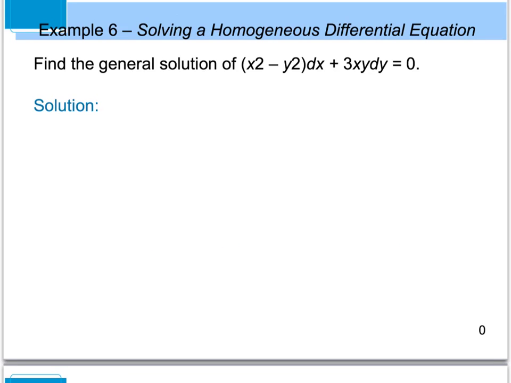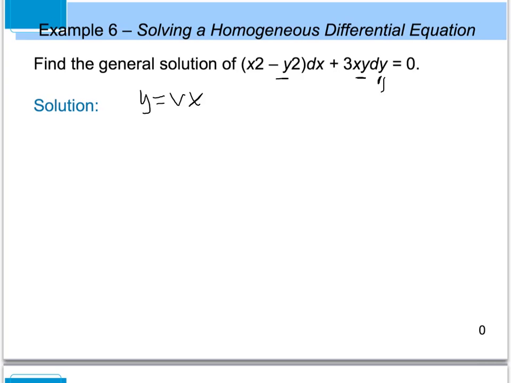So if we look at example 6, it says find the general solution of the quantity (x squared minus y squared) dx plus 3xy dy equals 0. So the first thing we're going to do is we were told that y equals vx. So wherever I have a y in this original equation, like this spot right here and this spot right here, I'm going to plug in that vx.